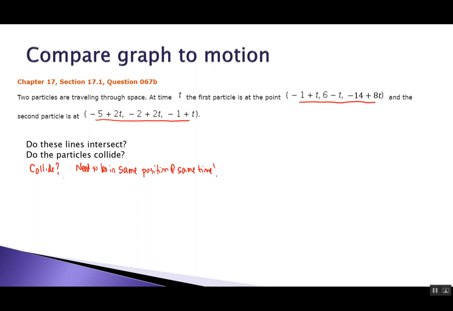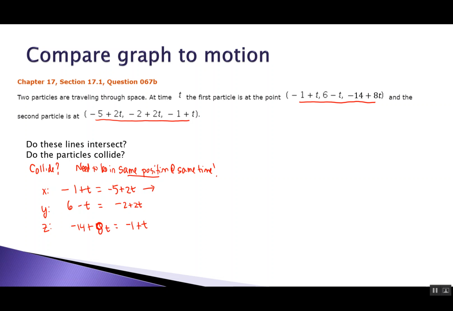So if I set my x values equal, if they're in the same position, their x values are equal. So if I set my x values equal, and my y values equal, and my z values equal, whoops, that's an 8t. I can solve these for t.